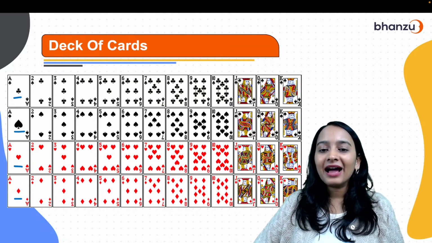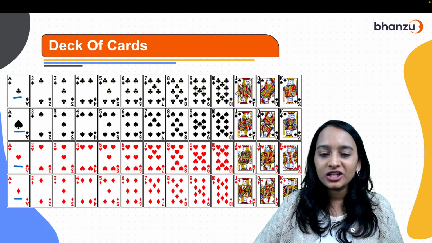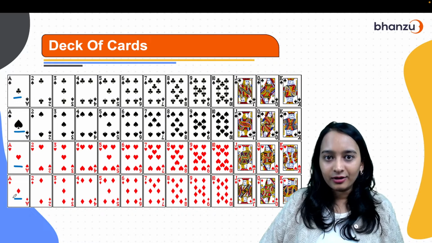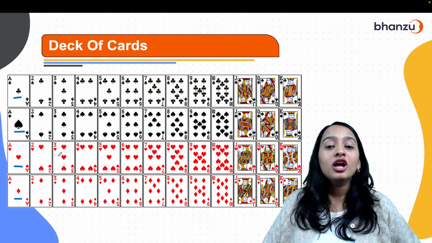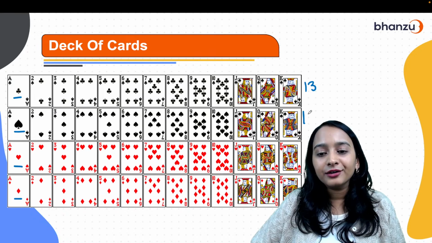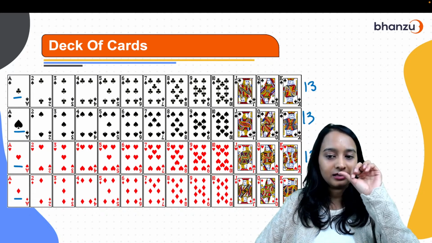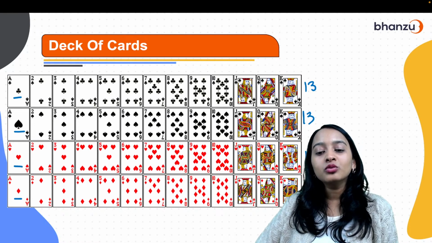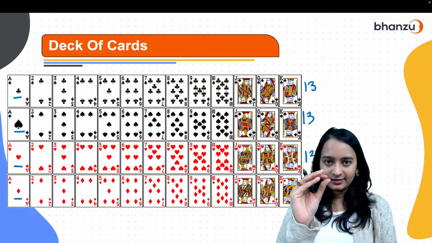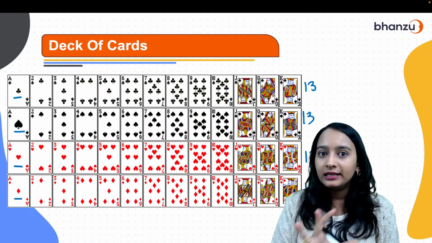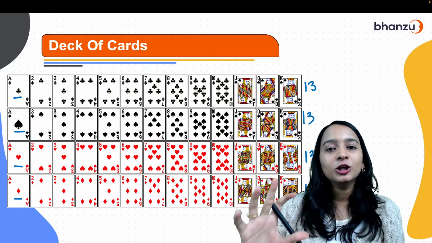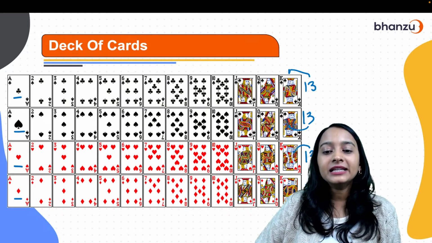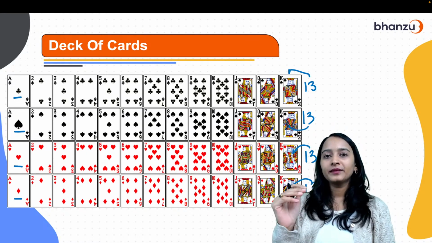Each of them will have a king, queen and jack. As you can see, king, queen, jack, king, queen, jack, king, queen, jack, king, queen, jack. And then each of them will have an A card also, Ace. So totally here there are 13, here there are 13, here there are 13, here also there are 13. So totally you will be having 52 cards in a pack of cards. In a deck of cards the total number of cards is 52. 13 are clubs, 13 are spade, 13 are hearts and 13 are diamonds.